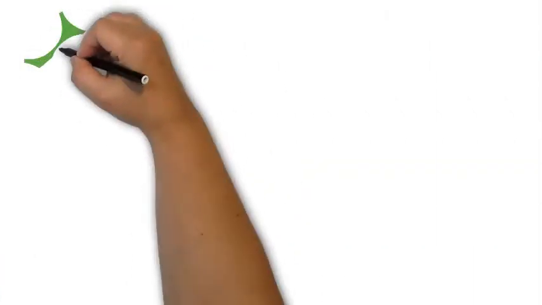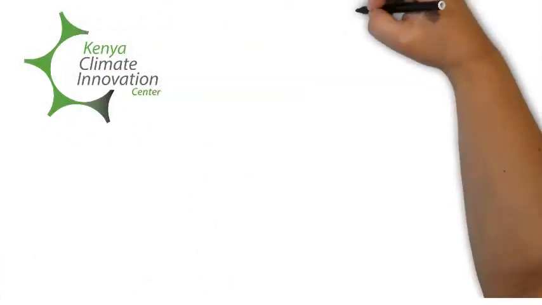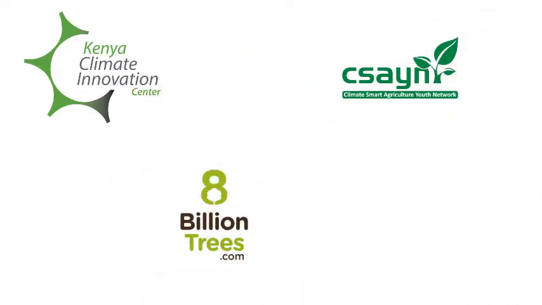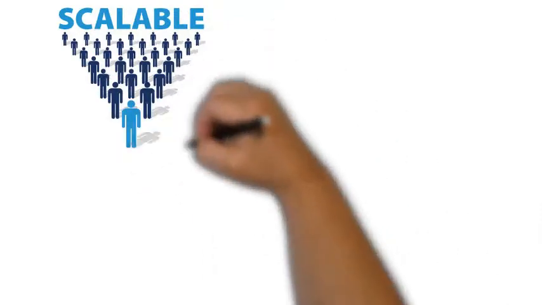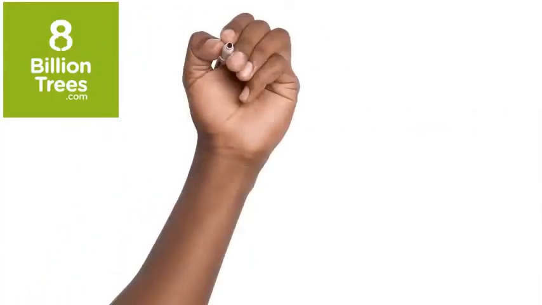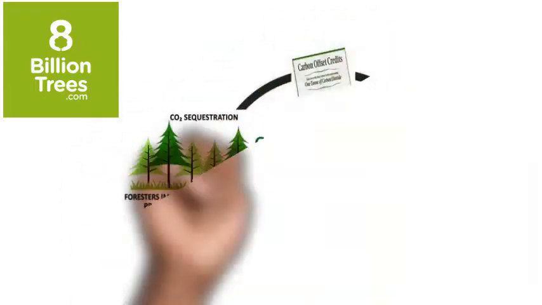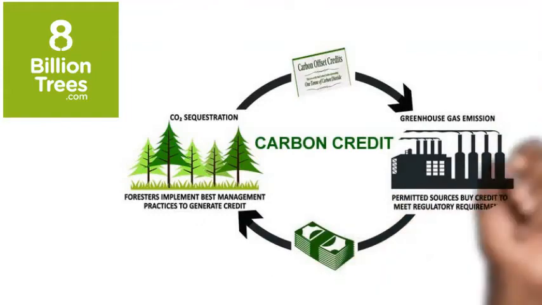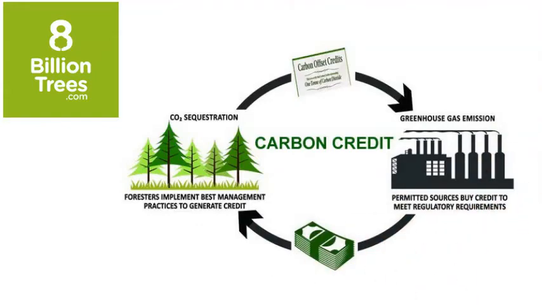Other organizations that we have reached out to include the Kenya Climate Innovation Center, the Climate Youth Association Network, and 8 Billion Trees. With their support, we hope to not just scale the app, but to also ensure it is sustainable. 8 Billion Trees, a carbon offset company, has already agreed to help us maneuver the carbon trading market, which we consider a possible source of finance to expand the scope of the app and to cover its maintenance costs.